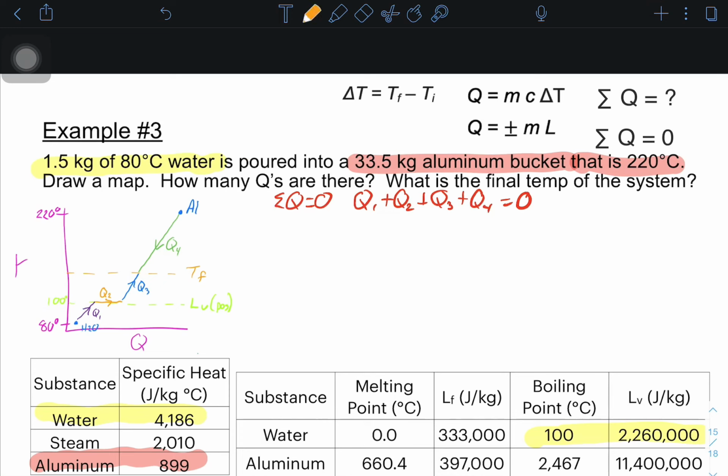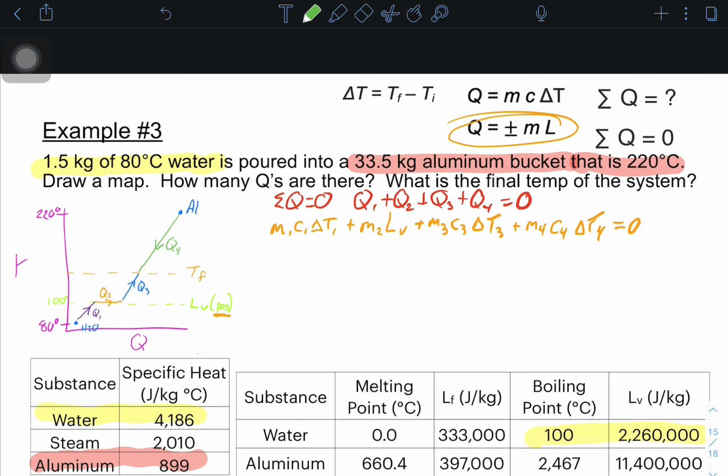And then we can say, well, Q1 was a temperature change, so it's M1 C1 delta T1. Q2 was a phase change, so it's going to be M times L, and we've already identified it to be positive. That's why I put a plus sign right there. So it's going to be plus M2 times latent heat of vaporization, plus M3 times C3 times delta T3, because Q3 is a temperature change. Q4 is another temperature change, so we can say M4 C4 delta T4, and that's equal to 0.